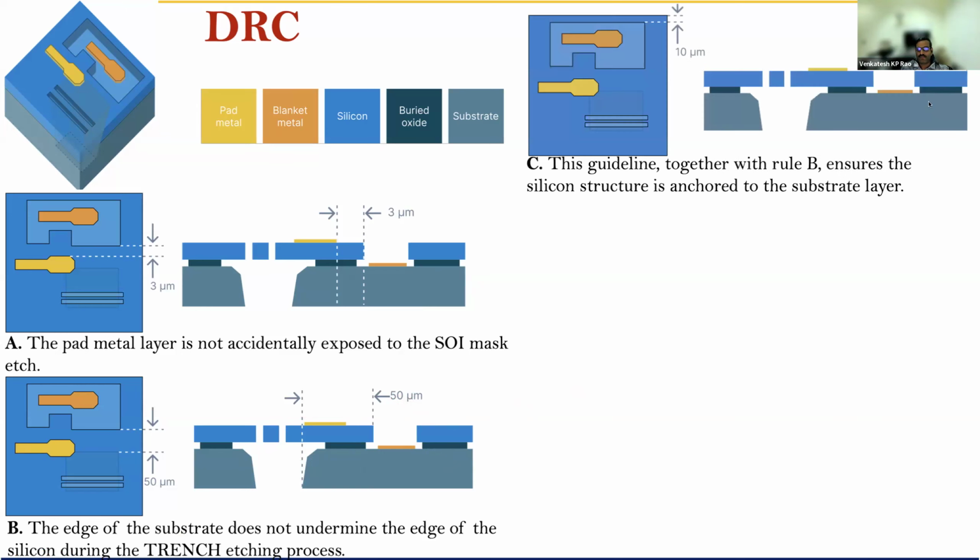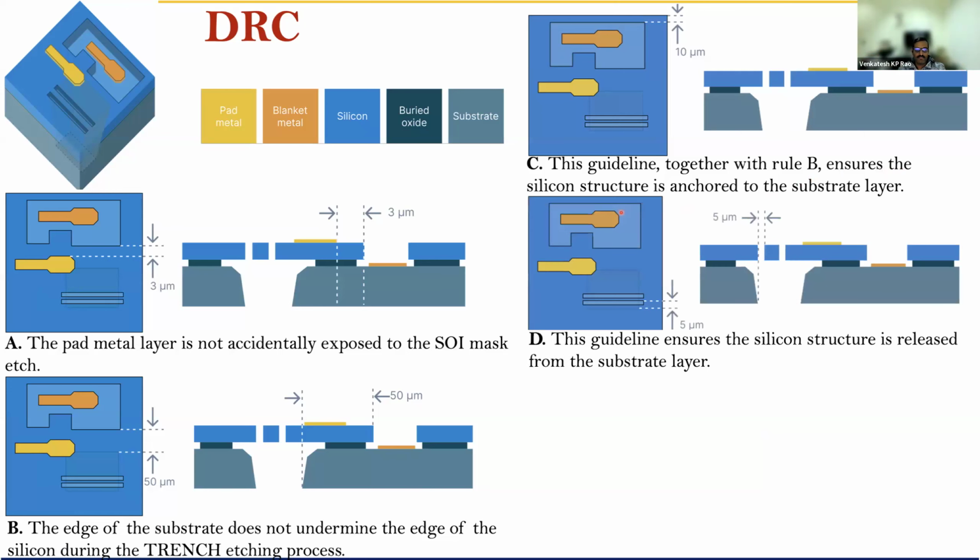And the third one is, let us say this is the edge of this, right? And then from this to here, this minimum distance should be 10 micrometers. By considering the second rule, this ensures that the silicon is anchored to the substrate quite carefully, right? It should be clearly anchored to the substrate. It should not be hanging, right? That's very much important. And the fourth rule, that's the rule D.